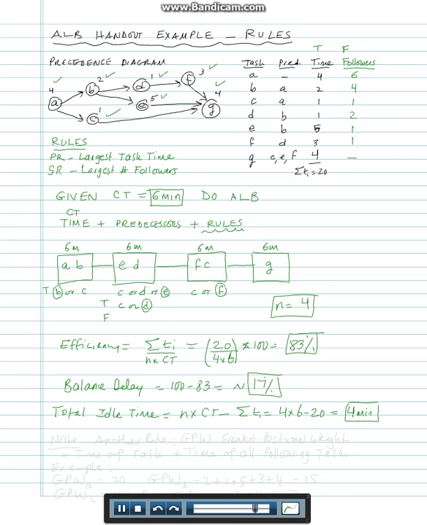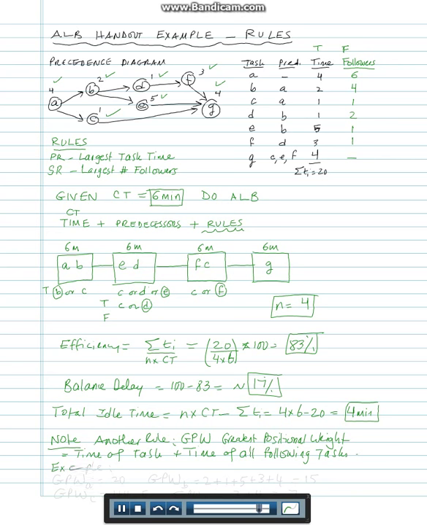Now the only rules we are going to cover in this chapter are the largest task time and the largest number of followers. There is another rule which is called the greatest positional weight, which is explained in your book, and that is the time of the task plus the time of all following tasks.